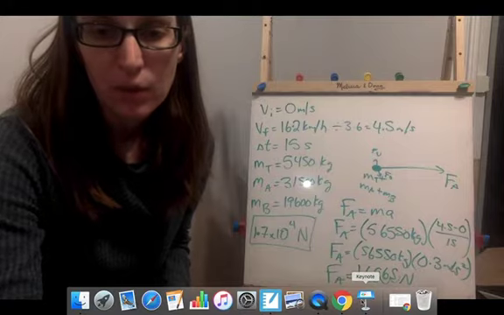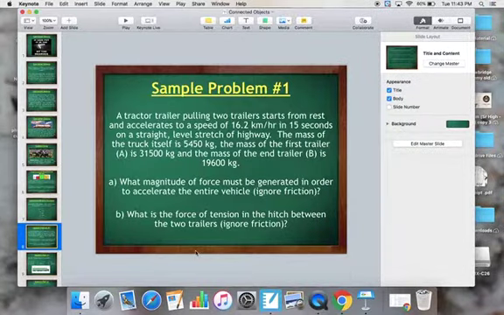All right, let's see what part B was. What was the force of tension in the hitch between the 2 trailers? Okay, so we take a look at that. I'm just going to erase the board.